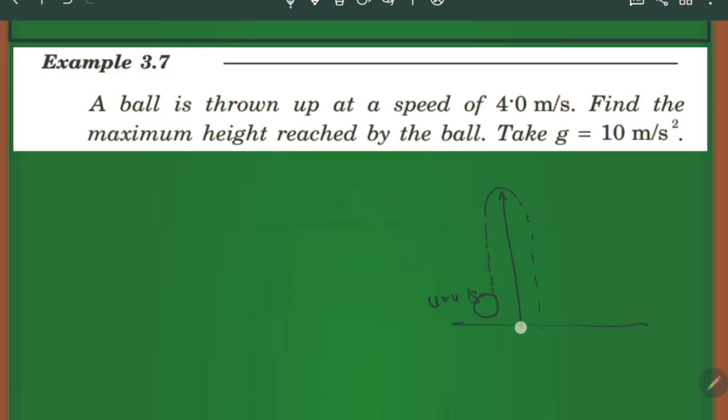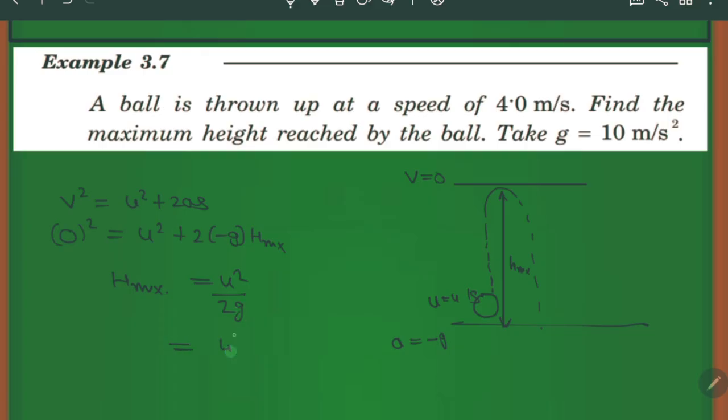Maximum height reached by this body, h max, we have to find, right? And we know that at h maximum, the final velocity is 0. When we are throwing the ball, the acceleration is minus g. So we can directly apply v square is equal to u square plus 2as. The final velocity is 0, initial velocity u, plus 2 times acceleration minus g, distance is h max. So h max comes out to be u square upon 2g.